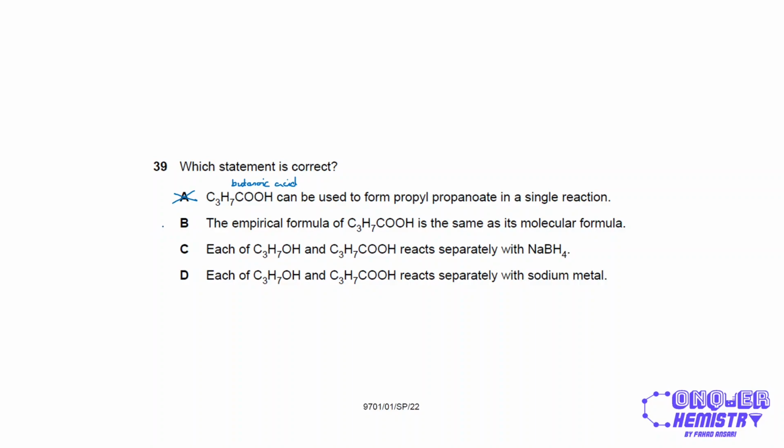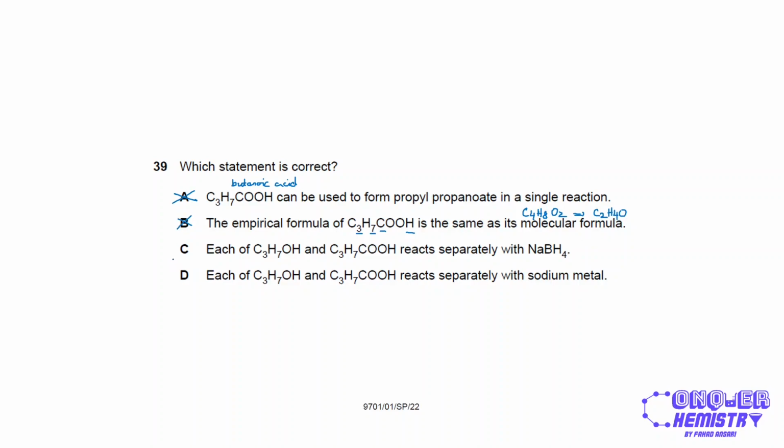The empirical formula of butanoic acid is the same as its molecular formula. Nope, because the molecular formula for this is C4, because we have 3 plus 1, that's 4, H8, because it's 7 plus 1, H8O2. Simplify this to C2H4O. So empirical and molecular formula are not the same.